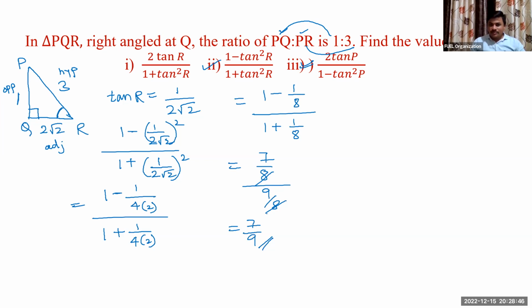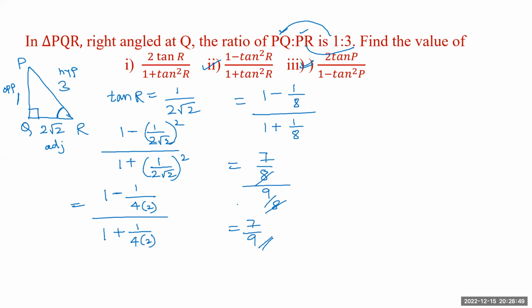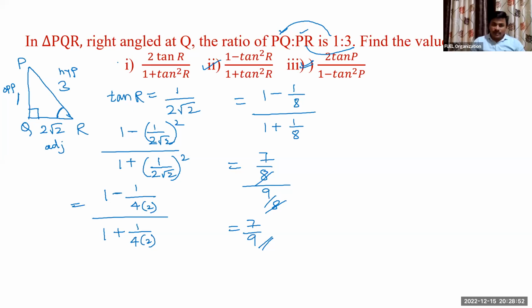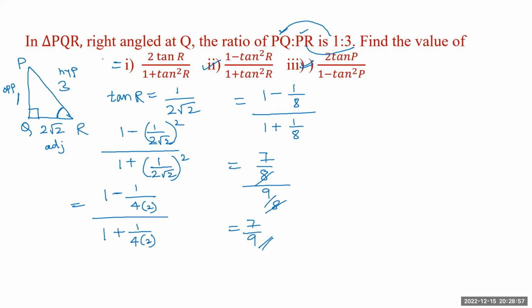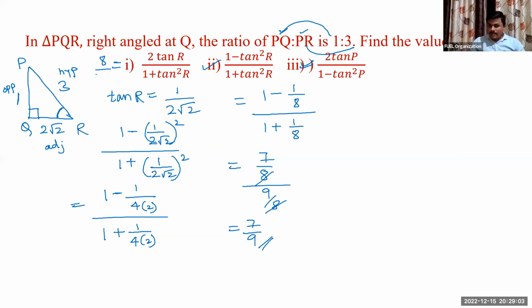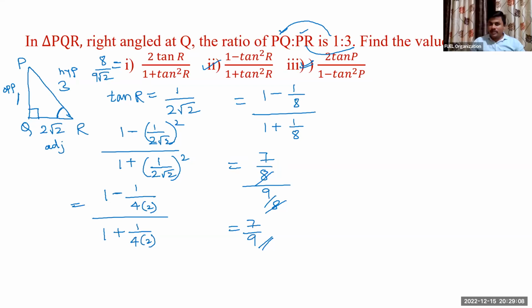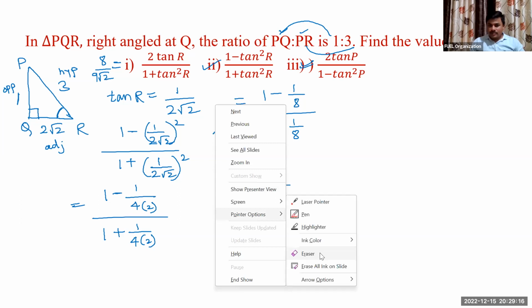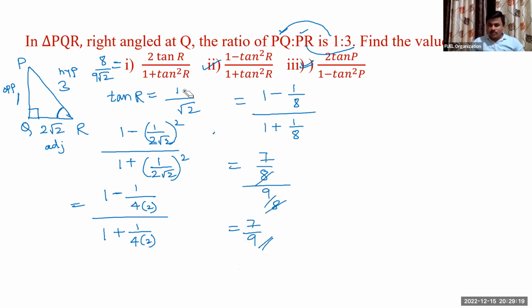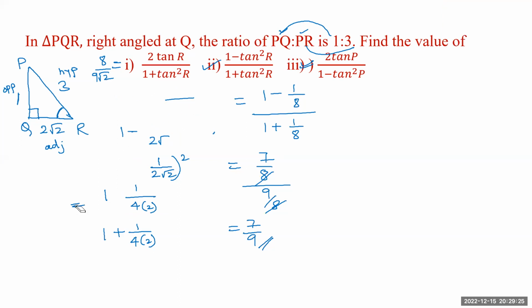Okay? Sir, and the answer of the first one, what is it? First answer, who will say? What is the first answer? Sir, I got it as 8 divided by 9 root 2. 8 divided by 9 root 2. Okay. My answer is 1 by 3. 1 by 3. Okay. Different answers. Okay, I will do the first one also. Just a minute. The second one you understood? Yes. Okay.